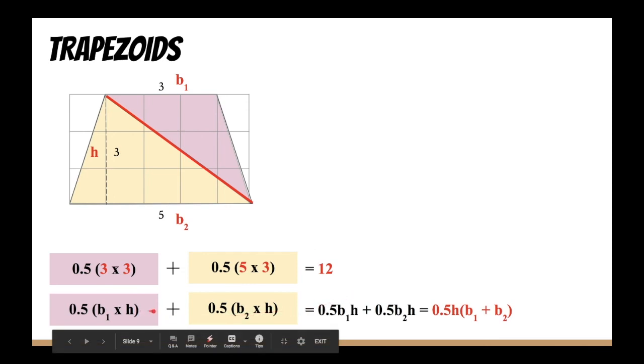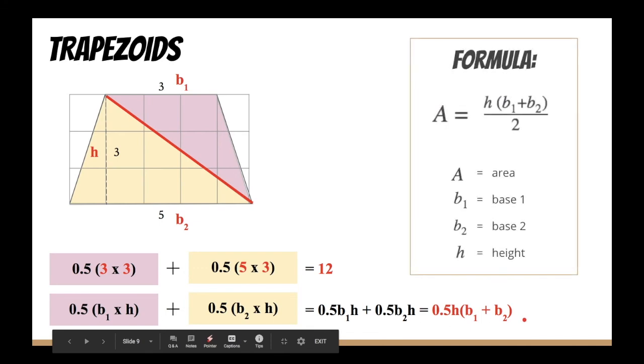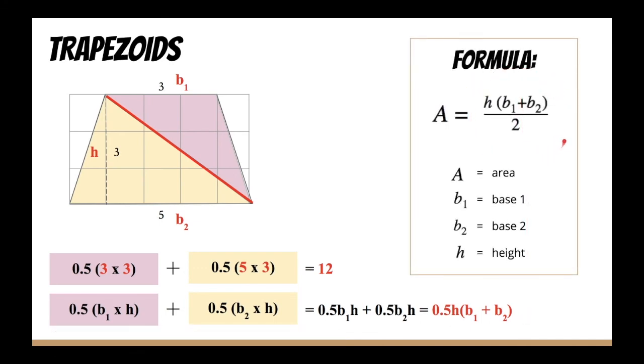This formula can be found by adding the areas of the two triangles together, then factoring out 0.5 h from each term. Then we are left with 0.5 times h multiplied by b1 plus b2. This is where the trapezoid area formula comes from.